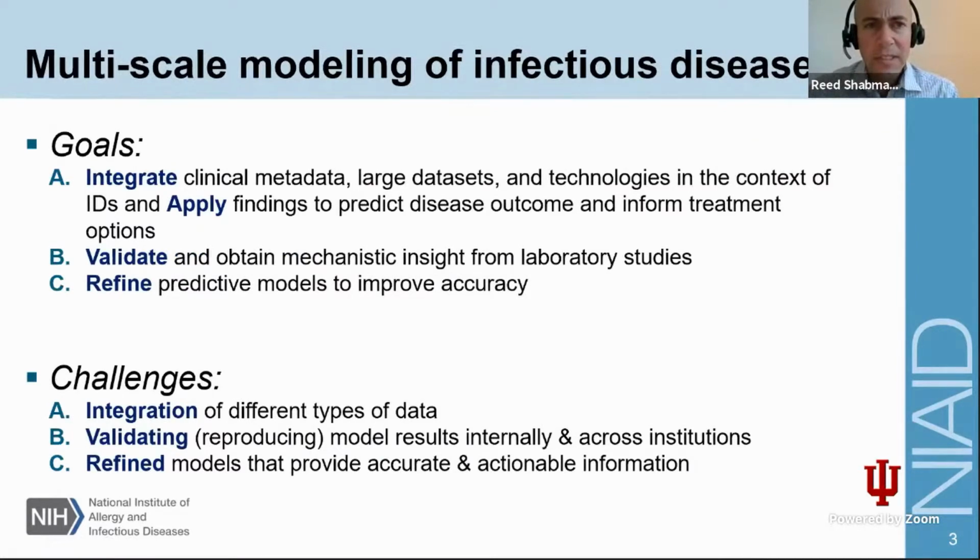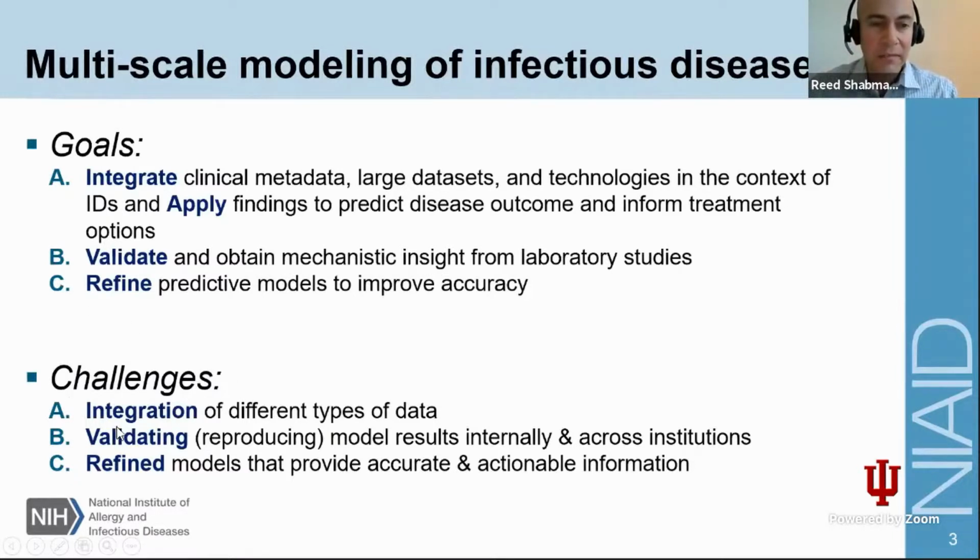When we think about multiscale modeling of infectious diseases, I've tried to highlight here goals and challenges. As you can see, the keywords are kind of the same. In our mind, goals are to integrate clinical metadata, large data sets, and cutting-edge technology in the context of infectious diseases, and apply these findings to predict disease outcome and inform treatment options. Ideally, we'd be able to validate and obtain mechanistic insight from this data integration, validation through laboratory studies, perhaps from clinical specimens where you have most biologically relevant yet imperfect data sets, and then have the ability to refine these.